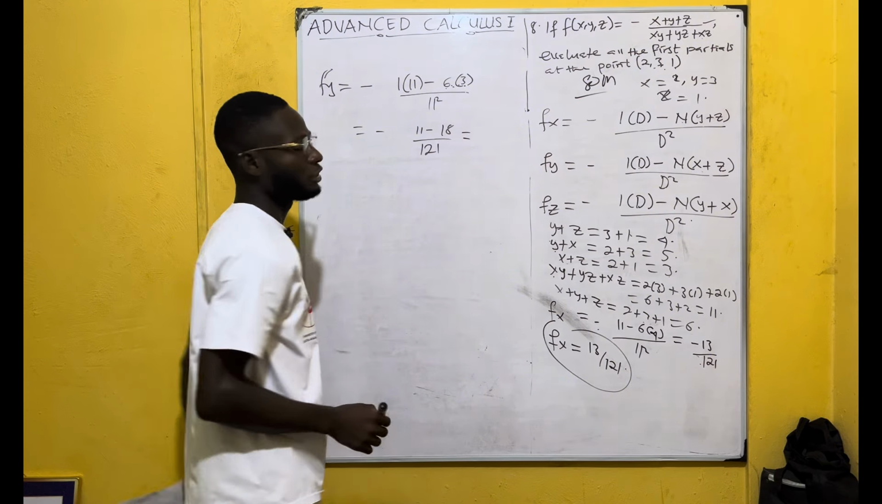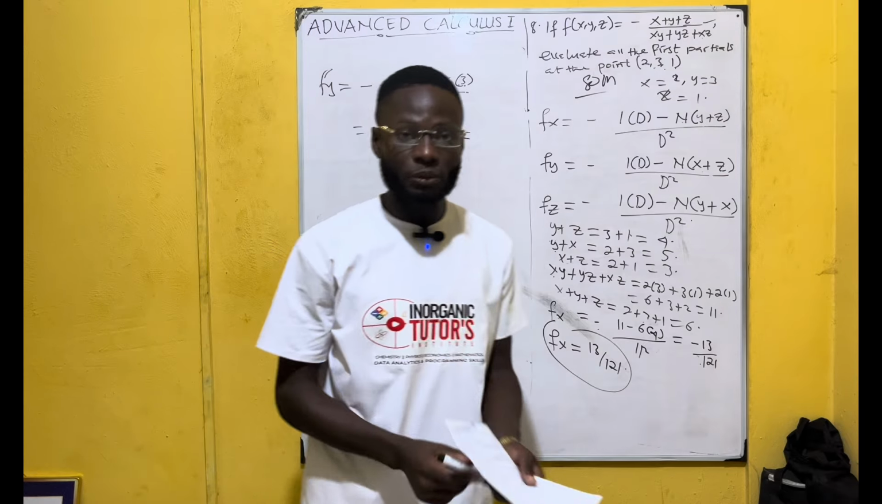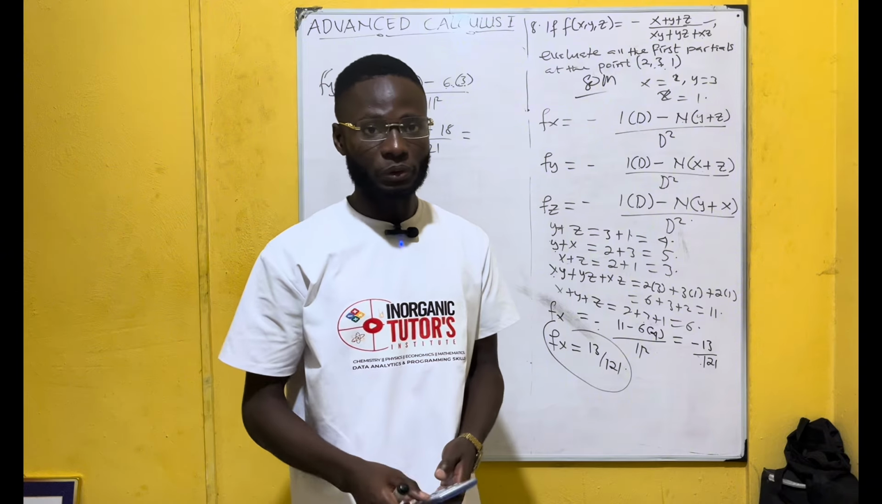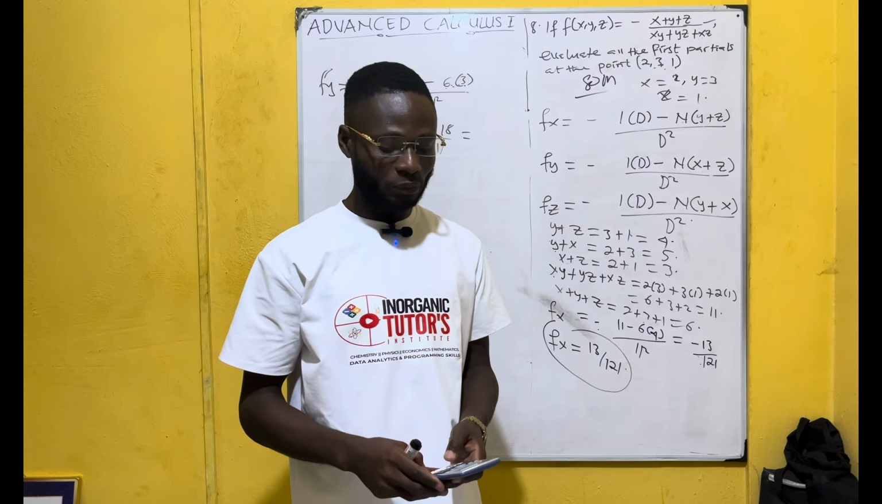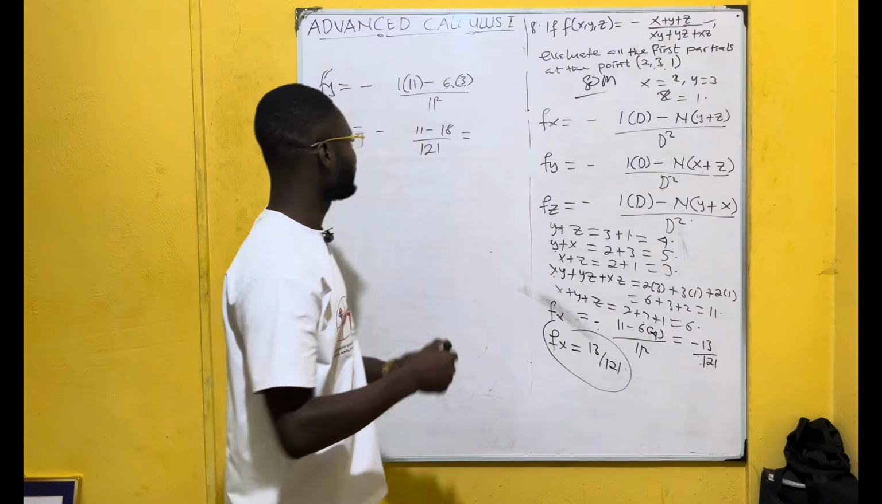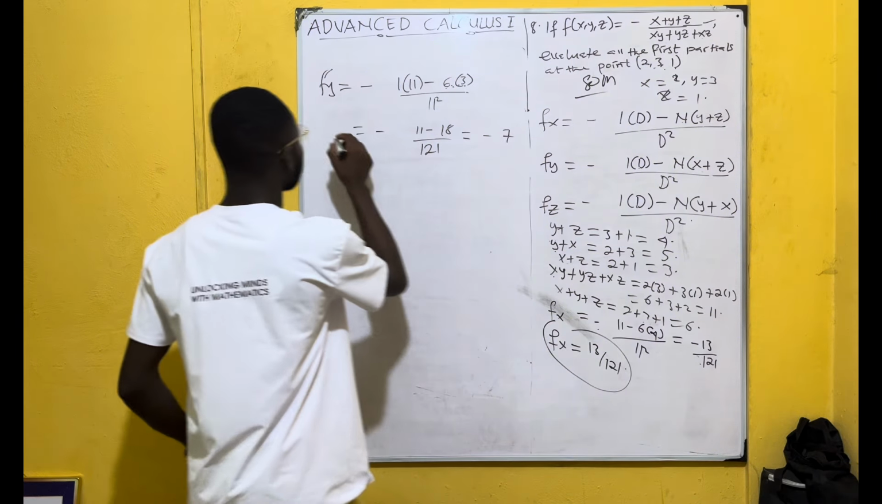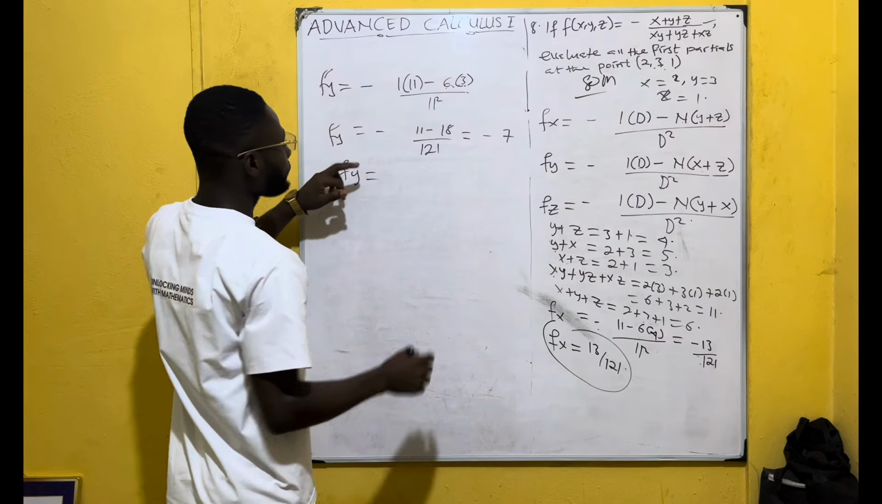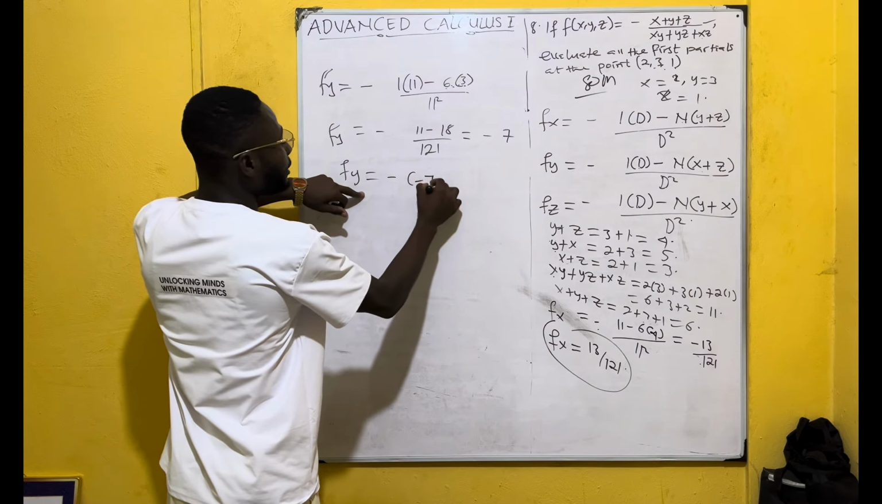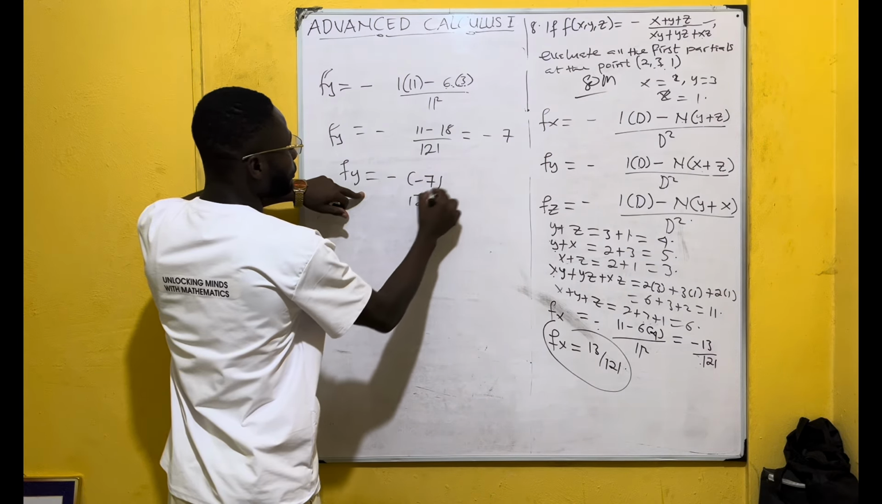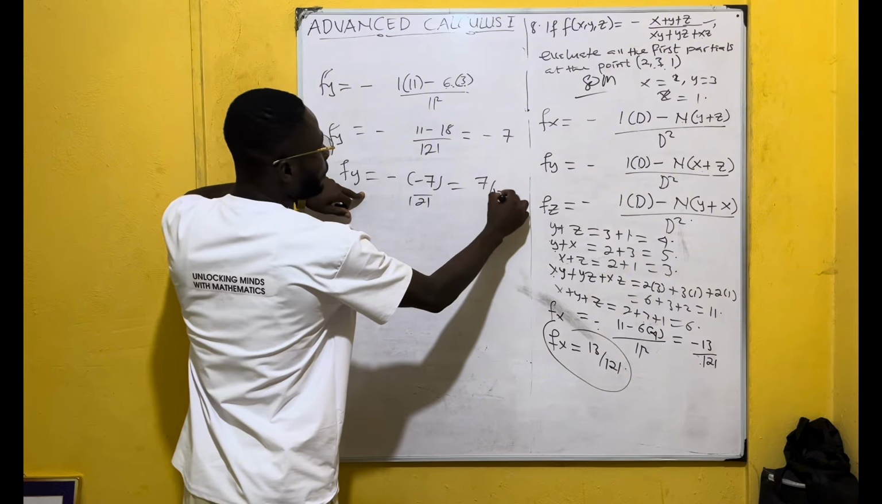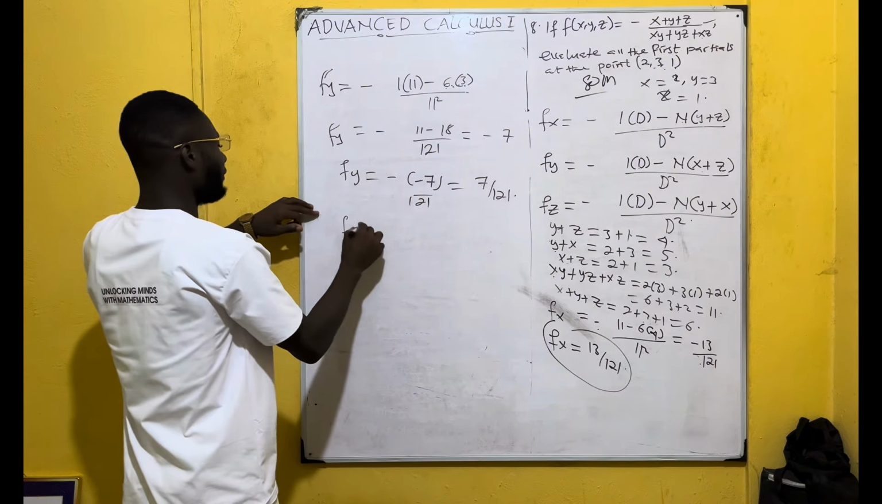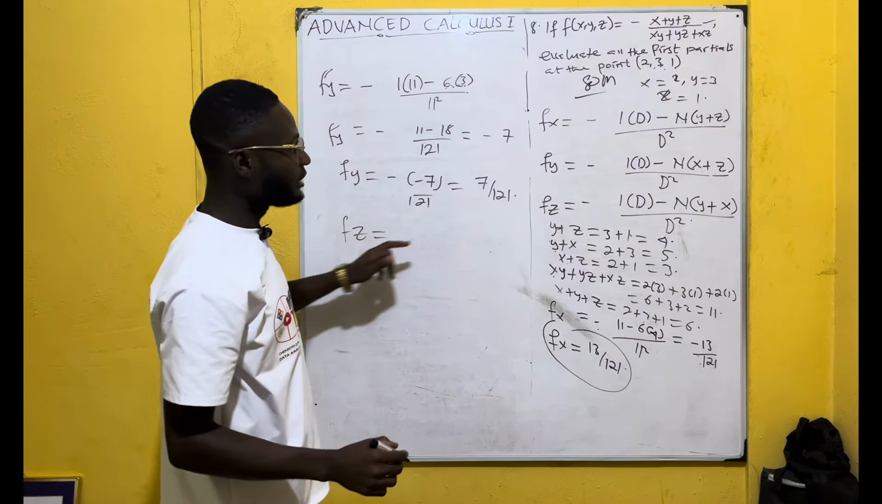And that will be equal to, 11 minus 18 will give you a negative value. Okay? 11 minus 18 will give us negative 7. So we have negative 7 here. So we have fy to be equal to negative into negative 7 divided by what? 121. And that is 7 over what? 121. Then we have our last one to be fz.